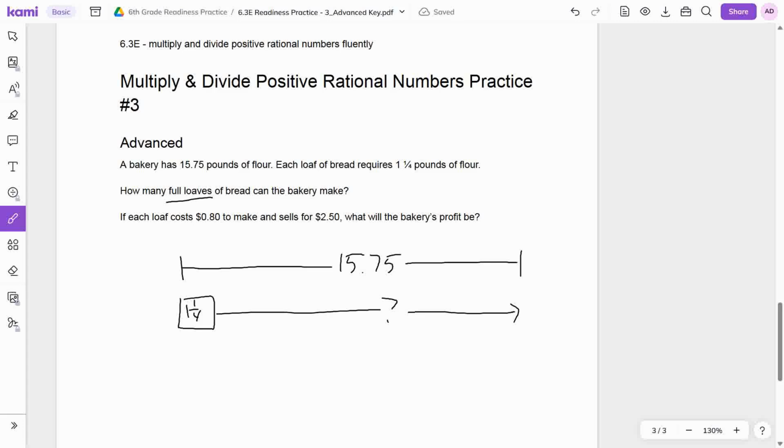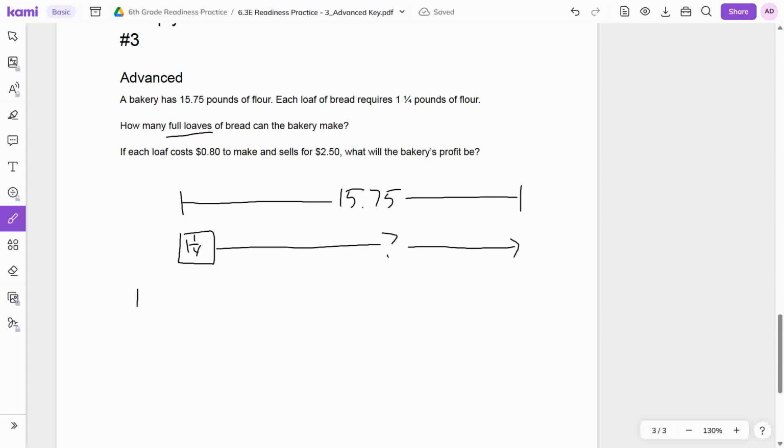So I need to divide 15.75 by my 1 1/4. And honestly, what I want to do is change this into a decimal, right? So I'm just going to change this into 1.25. So let's look at long division. You could also change both into mixed numbers or improper fractions, but you end up having to divide to change it back into decimals anyways.